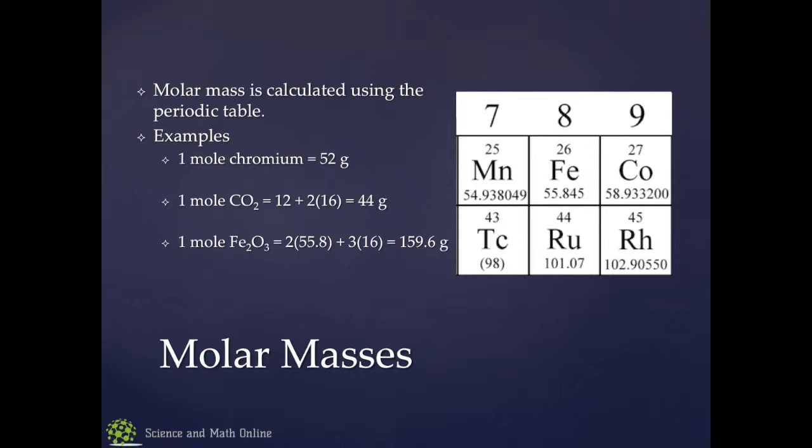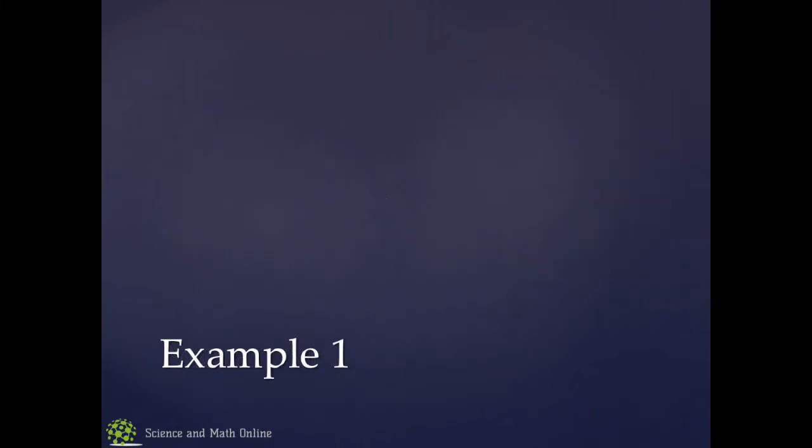So you just simply take what you have on the periodic table and add them all together, and that's how you get the molar masses of compounds. Pretty straightforward and simple. Okay, let's look at some examples.